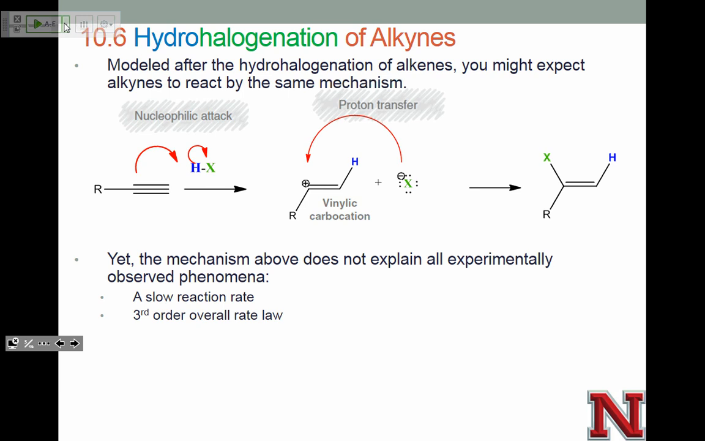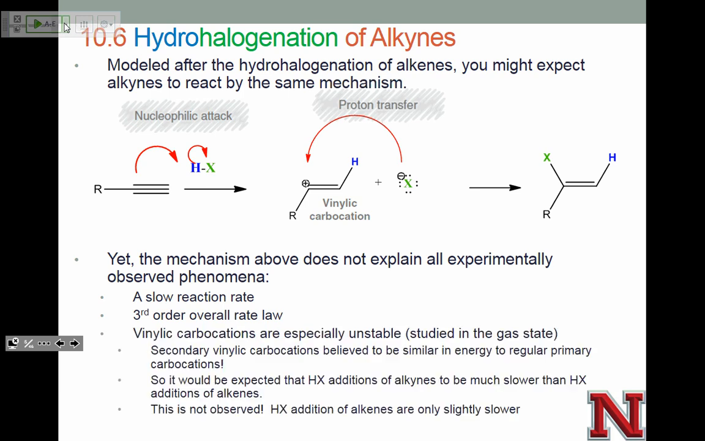But the big thing is, when this was experimentally probed, it was found that the mechanism is third order, and this should be second order. We're reacting one triple bond with one HX, so that should be second order overall. And it was actually found that it's third order, so this doesn't quite explain it. And remember, our vinylic carbocations are very, very unstable.